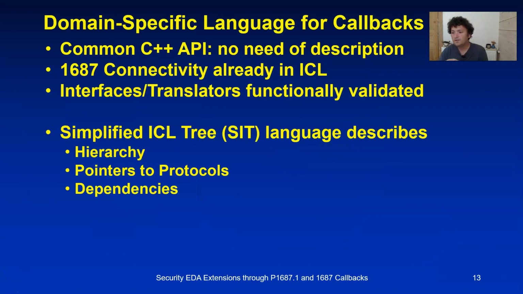In order to use this type of abstraction, you need to have some domain-specific language, so a DSL, to describe it. We may consider that the C++ API has already been defined, so we don't need to express it in our DSL. Similarly, the 1687 connectivity is already done in ICL, and for the interfaces and the translators, you will have already functionally validated them through simulation or RTL, so once more, we don't need to describe how it works. We just need to describe how it can be used by making some pointers to the different protocols that need to be loaded and provide dependencies.